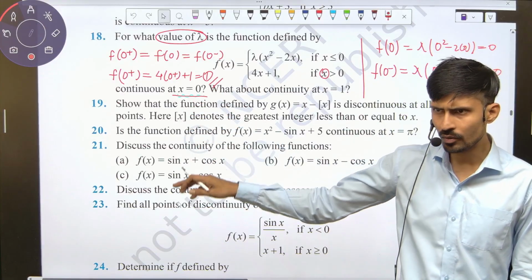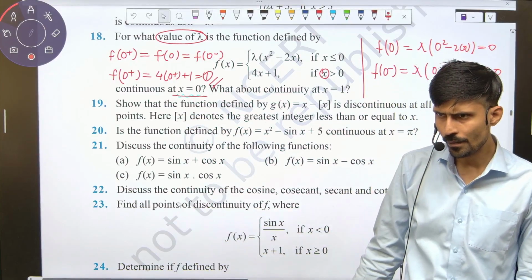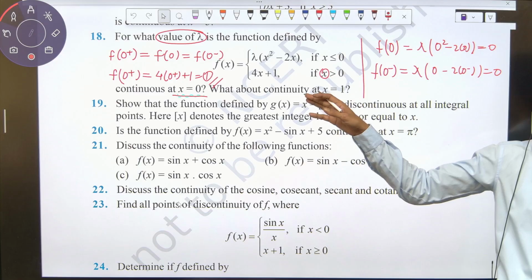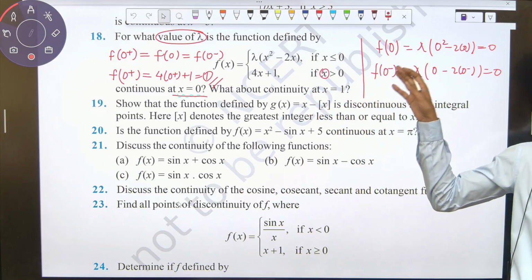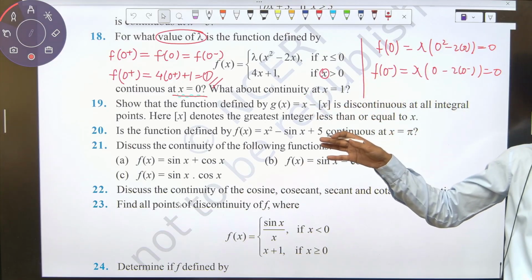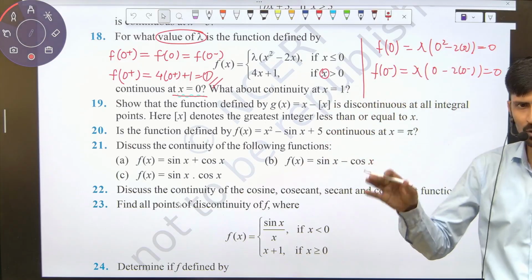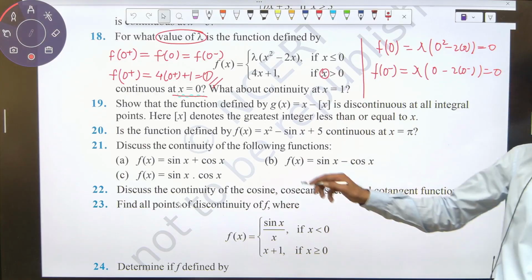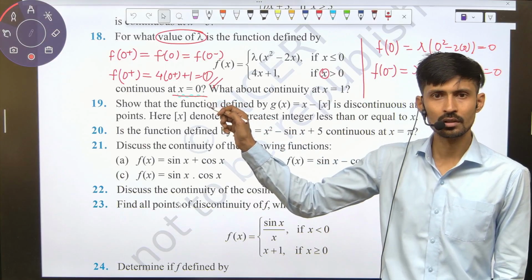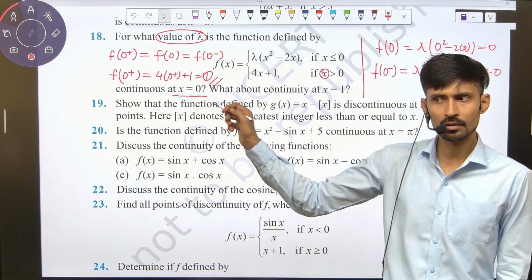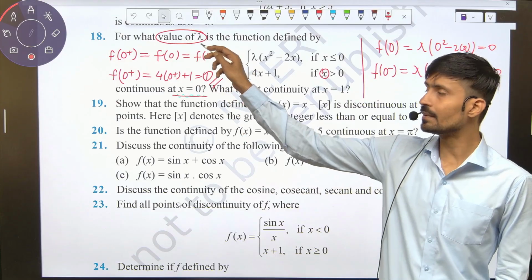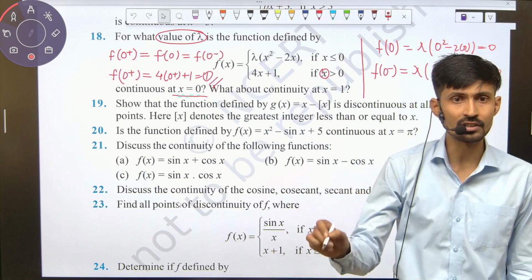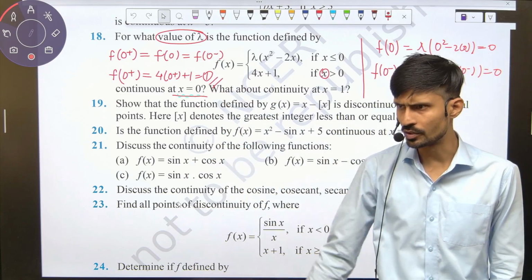So when we found f of 0 plus, f of 0 and f of 0 minus, we got direct values. We didn't get lambda. So here we got 0, 0, 1. Tell me, are all three equal? No. It means that it is discontinuous at x equals 0. But the question is find lambda. So we'll say no values of lambda can make this function continuous at x equals 0.